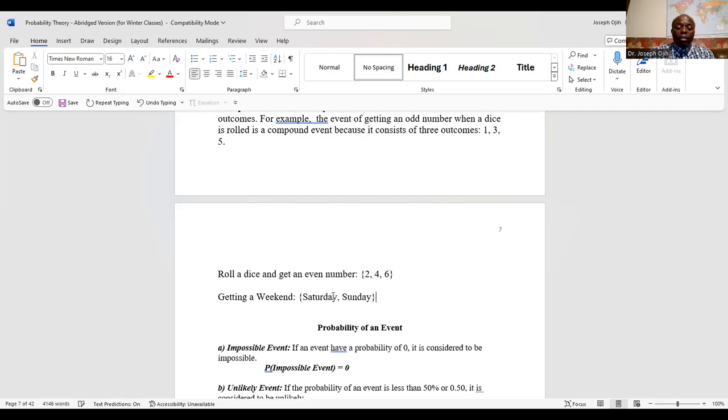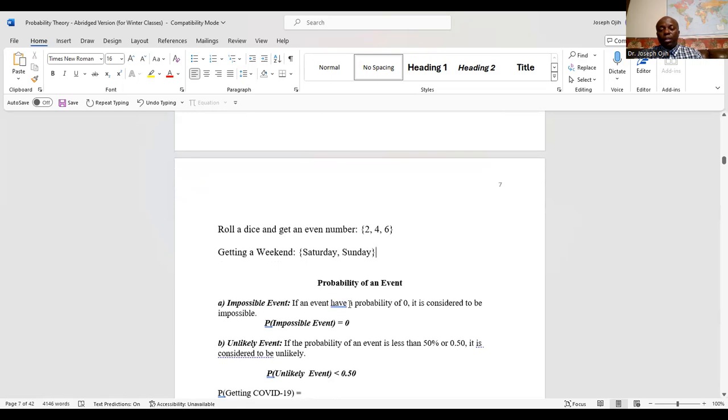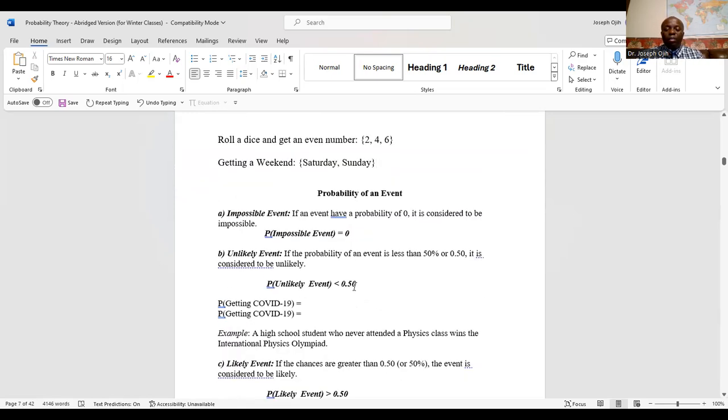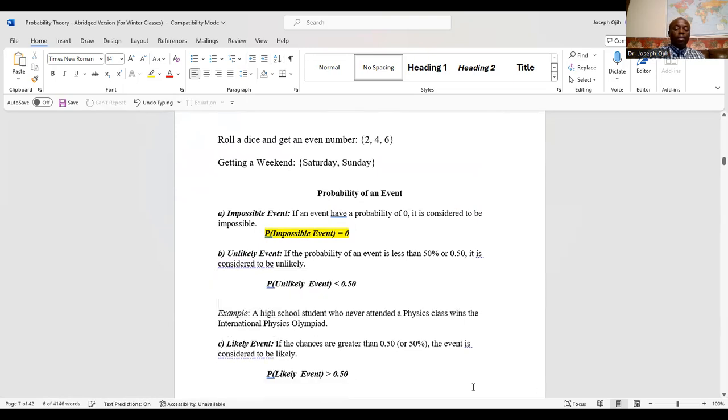That makes the compound event. Now, another concept we need to know about probability is the impossible event that can never happen. In that case, the probability of an impossible event is 0. For example, the probability of getting a 7 on a 6-sided dice is impossible, so it's 0.